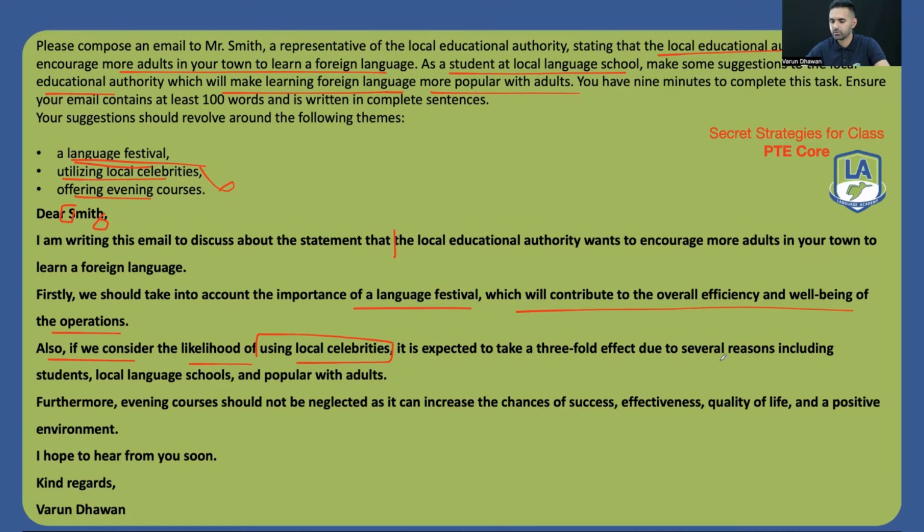take a threefold effect due to several reasons, including one keyword, students. Where is students? Yeah, you can write this, students. Then local language schools. Where are local language schools? Yeah, local language school here. And popular with adults. Where is popular with adults? Popular with adults. You could have even written learning foreign language over here. When you have a lot of keywords, obviously you cannot accommodate each and everything because you have to stick with the word limit as well.